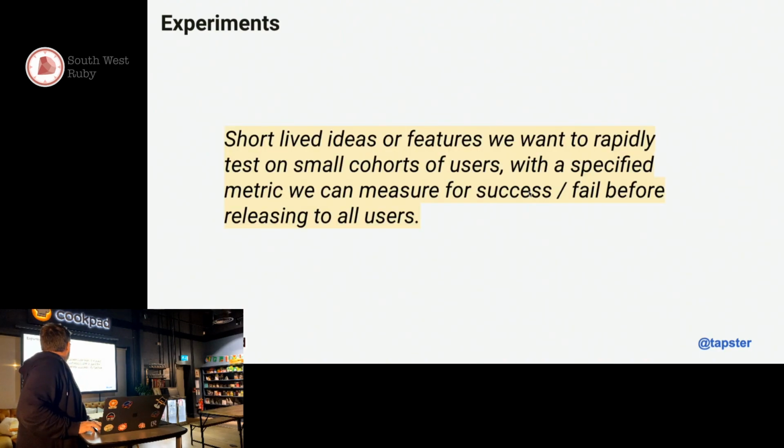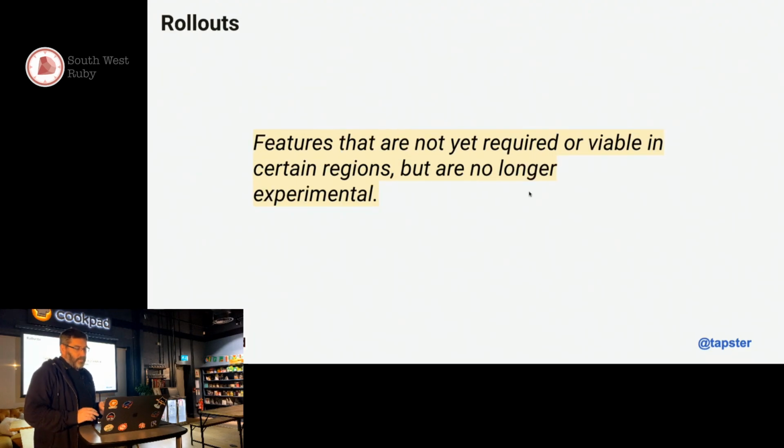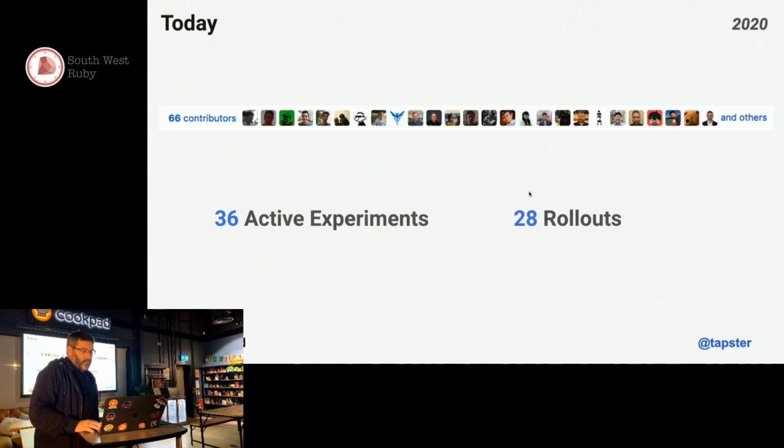So that distinction was, I think I just said this, experiments are short-lived features that we want to prototype. We're testing, might rip it out at some point soon. And then rollouts are features that are not viable in all regions, but not experiments. So we don't really need to keep bugging people, why is this still here? We know we believe in it. This is quick. So in 2020, we have about 36 experiments and 28 rollouts. This is changing all the time, so we might add 10 and remove 10 over the space of a month or two or three.